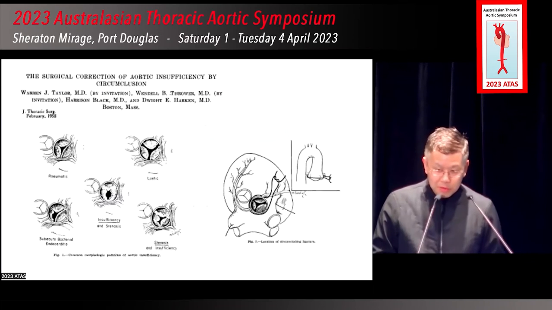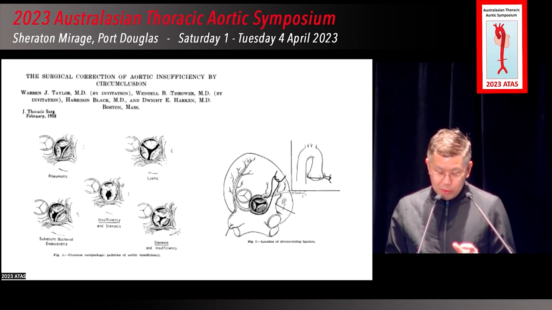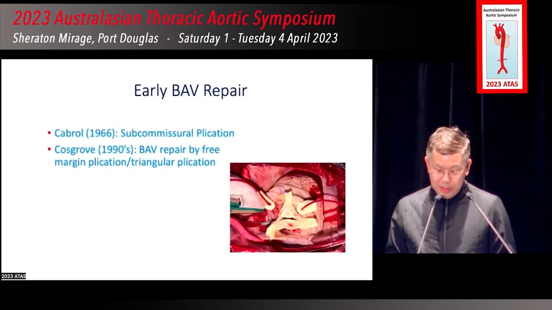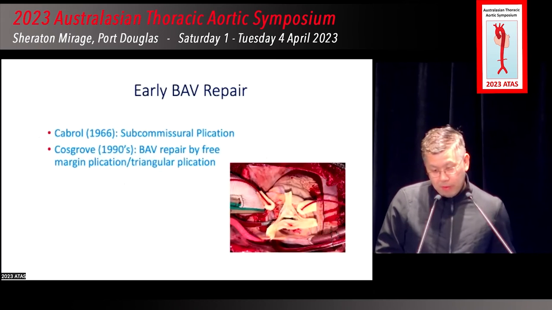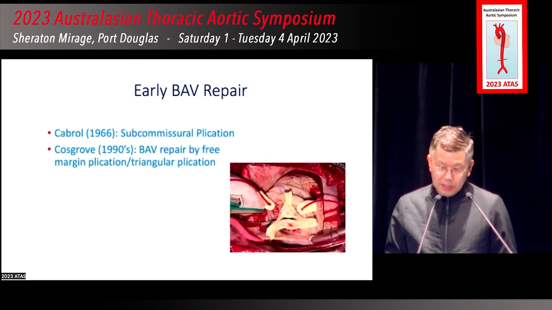This was a paper published in 1958 using circumclusion, a suture ligature at the base of the aortic valve, probably at the level of the BAJ, in reducing annular diameter in order to achieve valve competency. Later on, Cabral described the subcommissural plication, and then in the 1990s at the Cleveland Clinic, BAV repair by free margin plication and triangle plication of the valve was also described.